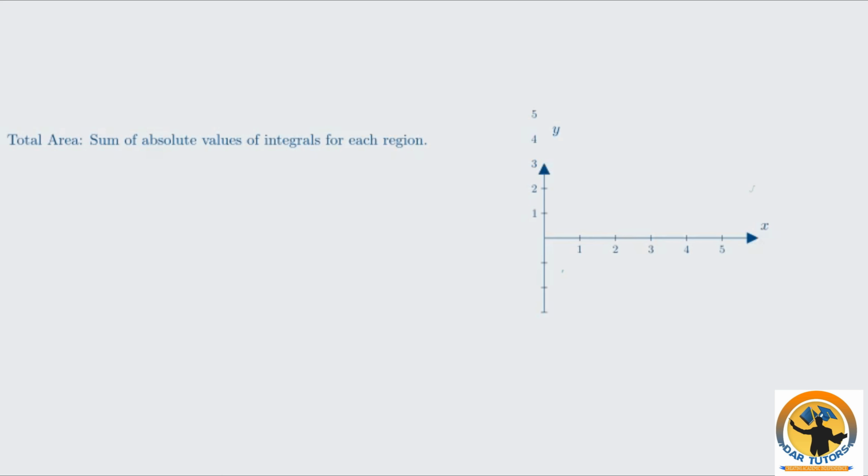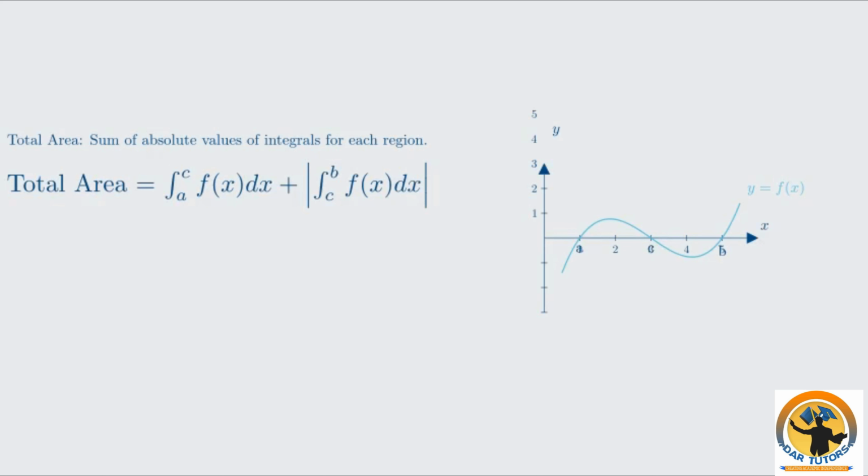For example, if a function f of x crosses the x-axis at c, the total area from a to b is the integral from a to c plus the absolute value of the integral from c to b. The first part of the integral represents the area above the x-axis, which is positive. The second part represents the area below the x-axis, which is negative. We take its absolute value to make it positive.